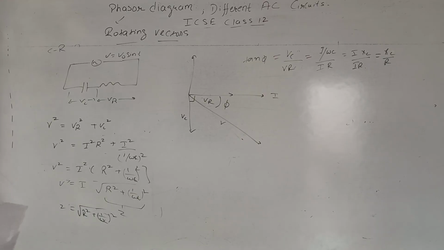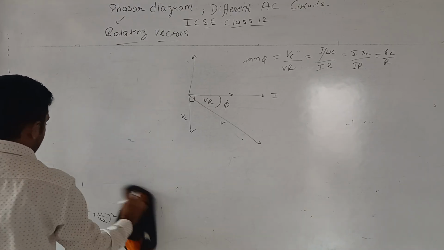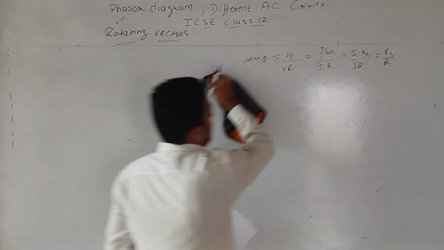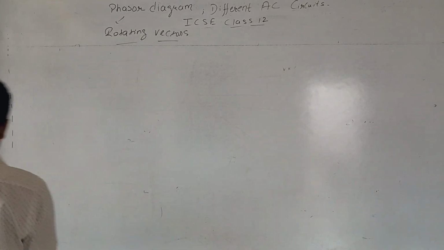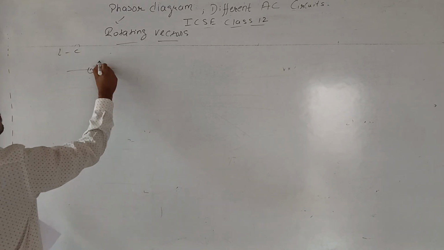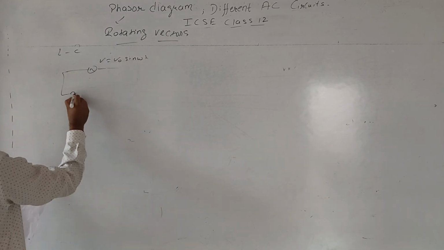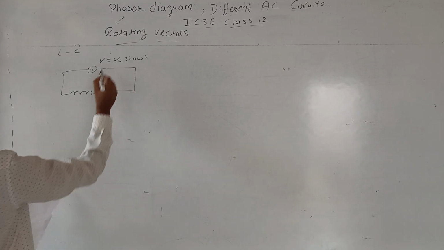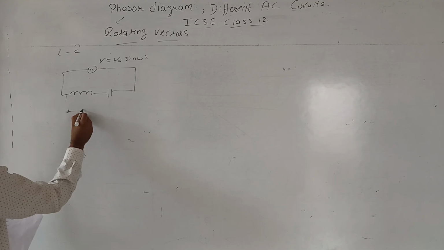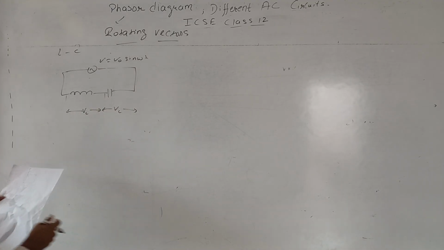Next is the circuit containing L and C. We have done the circuit containing resistance and capacitor, now the inductor and capacitor. Again V is equal to V naught sin omega t, with an inductor and a capacitor. The potential across the inductor is VL and the potential across the capacitor is VC.